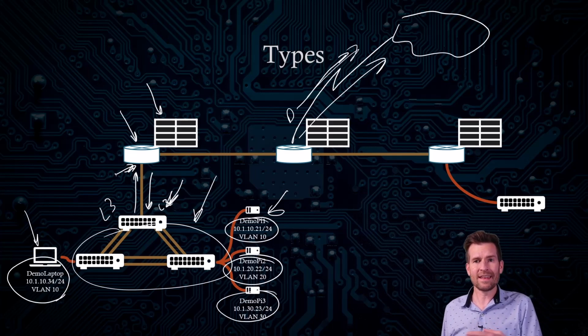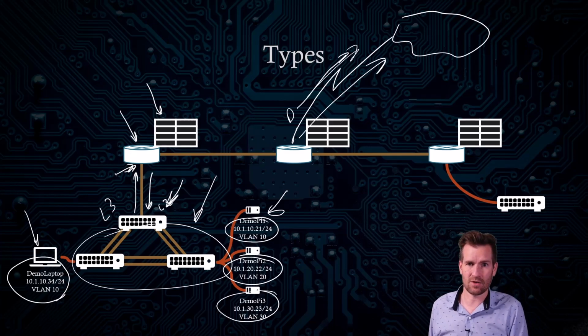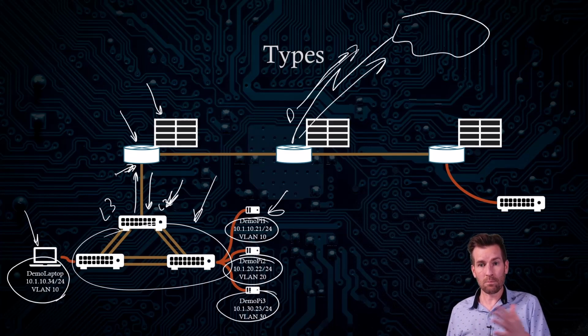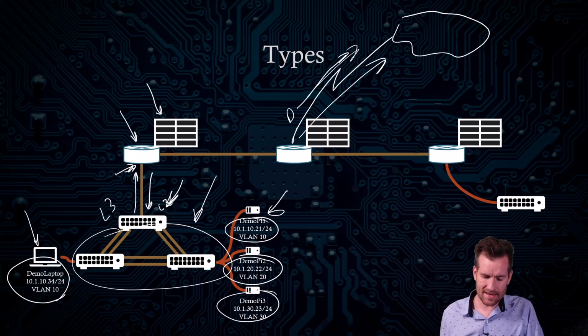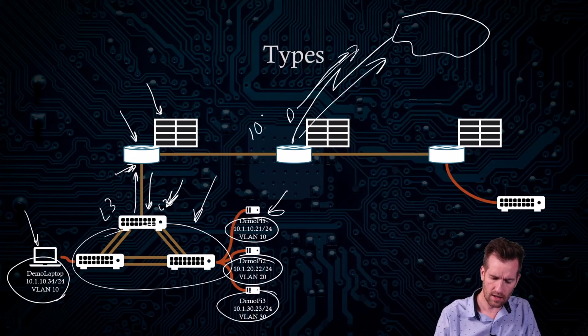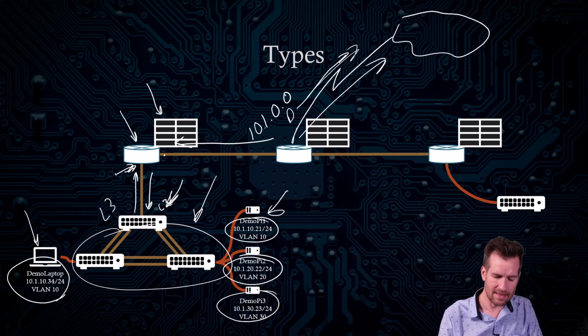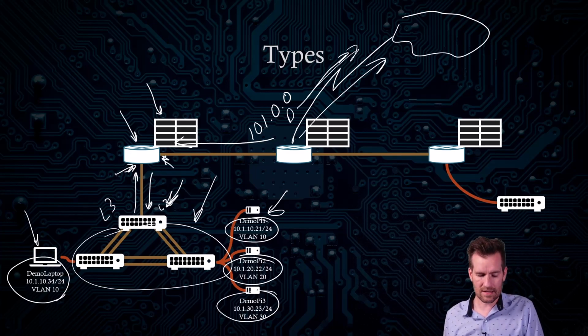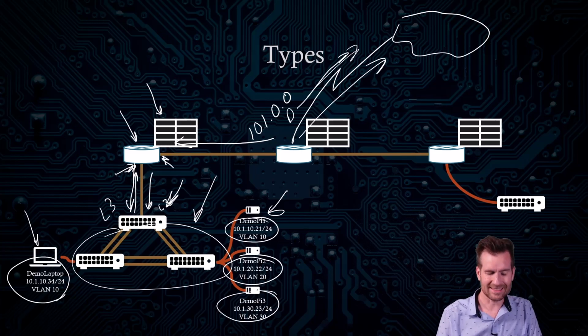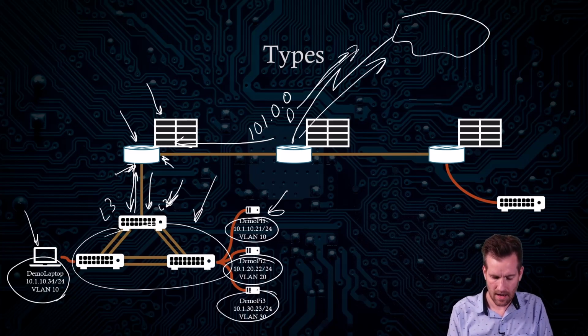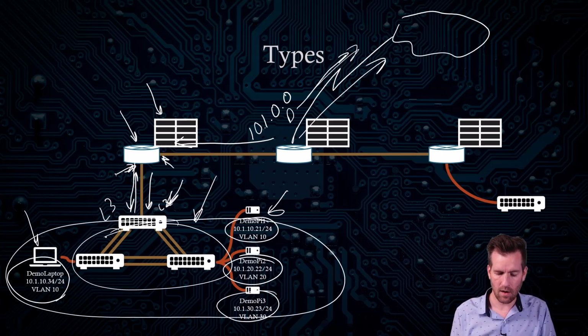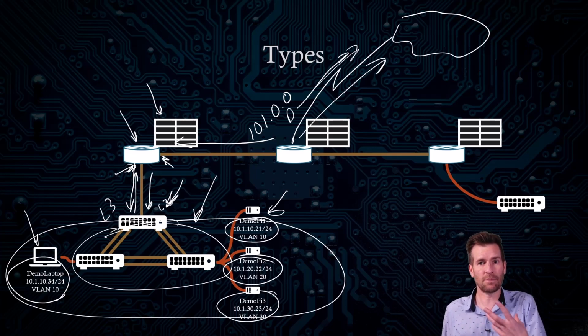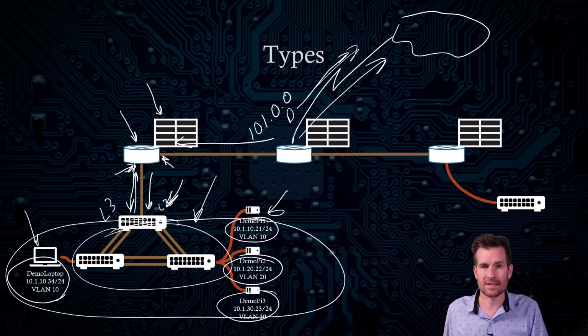So even though there's not a 10.1.11.0 network down here, what we're going to do is create a summary route that just says, if you're trying to reach 10.1.0.0, go ahead and send it this direction to this router, and this router will send it in this direction because right here is all the 10.1.0.0. It will summarize it. It will put it all into one summary. So that is a summary network.